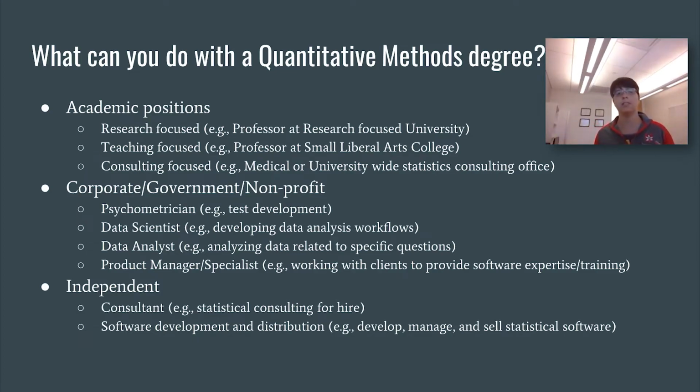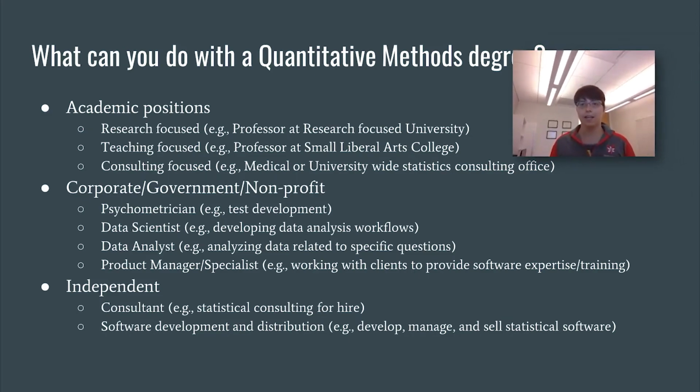There's also positions in corporate, government and nonprofit opportunities. So, for example, you could be a psychometrician developing ways to measure things, a data scientist who is developing data analysis workflows, and then a data analyst who is actually analyzing data related to a specific question. There's also opportunities to be a product manager or product specialist where you're working with clients to provide software expertise and training. And then there's also opportunities to work independently as a quantitative methodologist. So you can be a consultant, you could establish your own consulting firm where you get to choose which projects you help with. Alternatively, a lot of people do software development where they develop a specific software and then they manage and sell that software to other people.